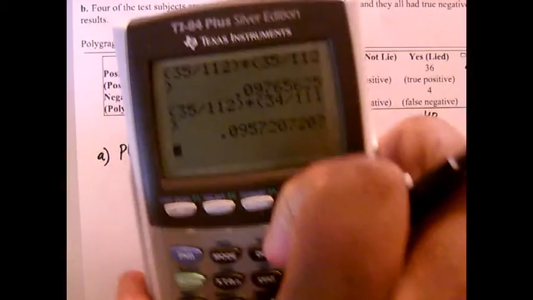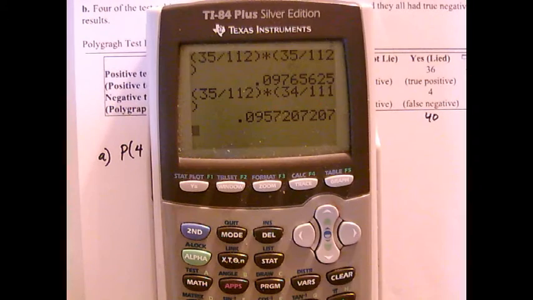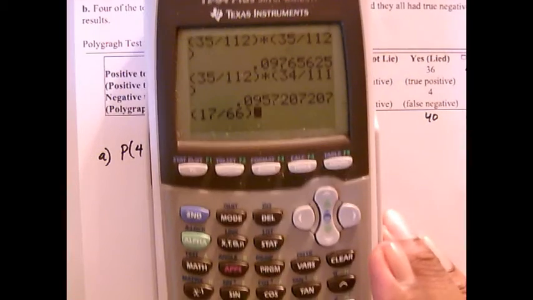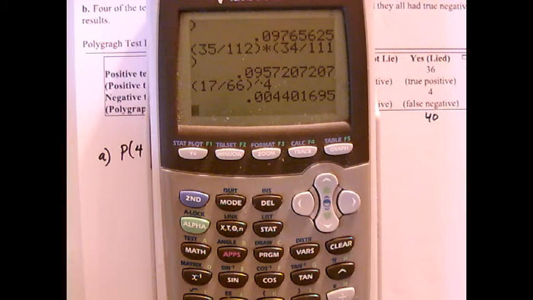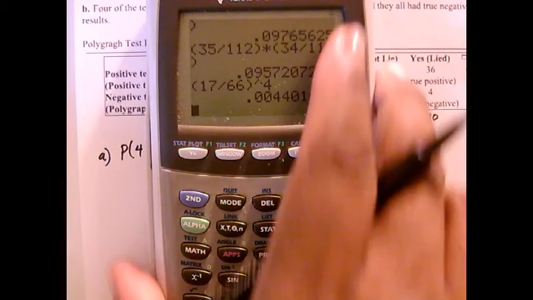Now, that 17 over 66 is used as a factor four times. So on the calculator, this is what I'm going to do: 17 divided by 66 in parentheses, I'm going to close it. But it's used as a factor four times, so I'm going to use the caret key for the exponent, and then 4. Instead of typing 17/66 times 17/66 times 17/66 times 17/66, it would be easier to type it in this way and then come up with my answer of 0.004.